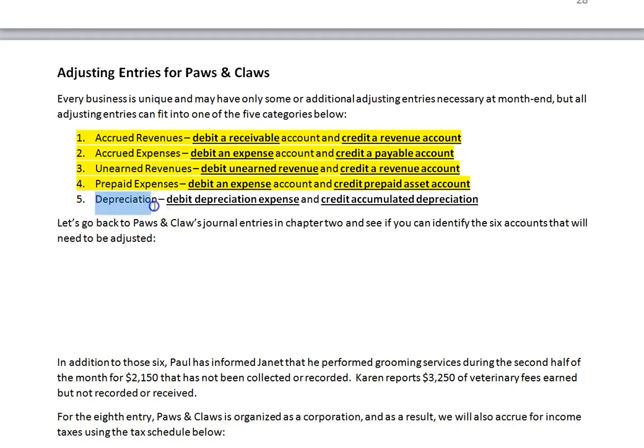All right, depreciation. Depreciation is the odd one, but it's always the same thing. It's always depreciation expense. It's always accumulated depreciation. So it doesn't change. You'll get used to it.